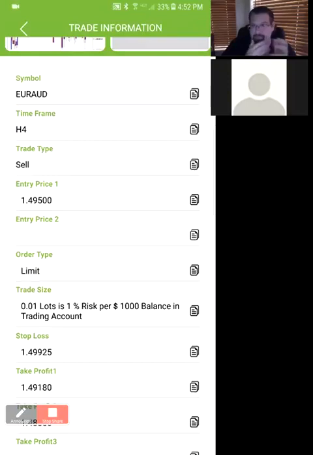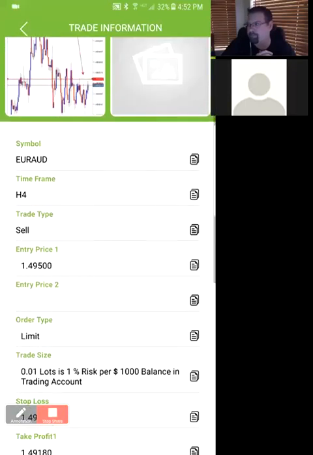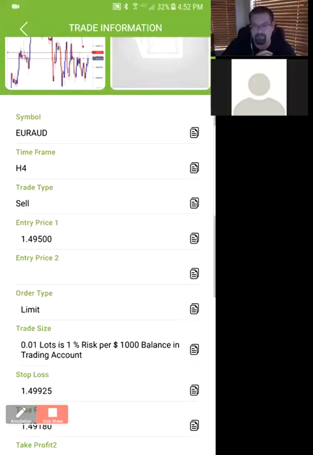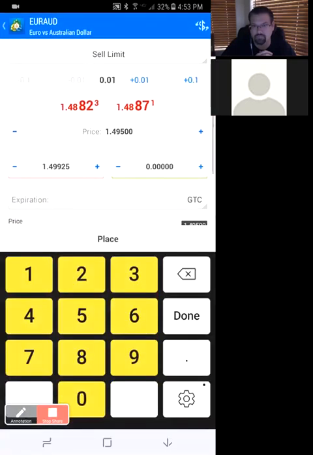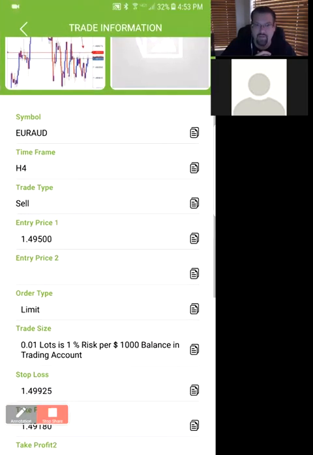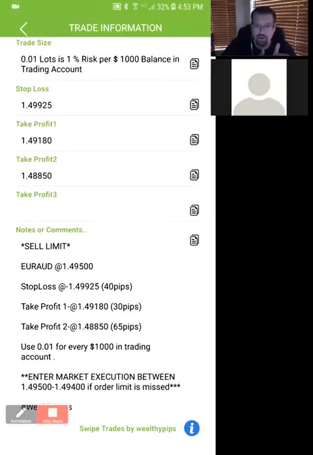Okay, I'm going to write this down. So if it's a sell price that comes in and the entry price is 1.495, I want my price to be higher than the actual price. Is that correct? Not necessarily, because once again, if you go back to the Swipe Trades app, he said he wanted to have a market execution. If you scroll down to the notes, a market execution between 1.49500 and 1.49400. So that's the range that you should be making that trade.